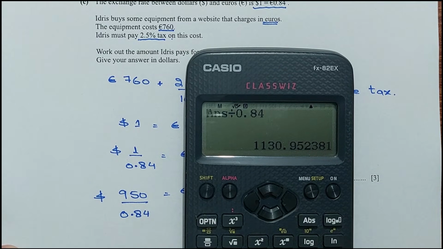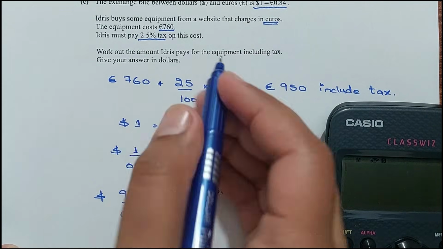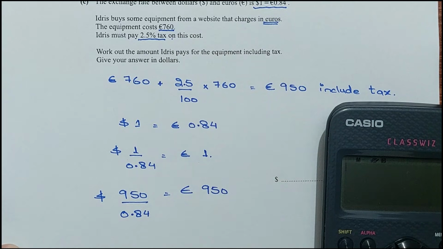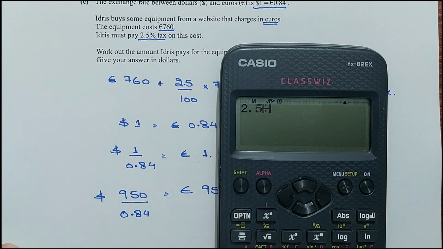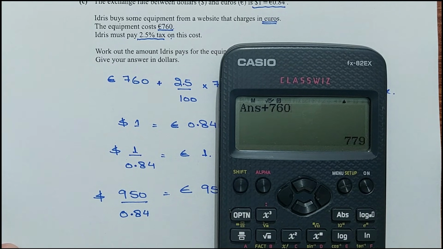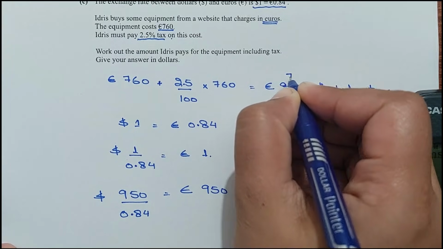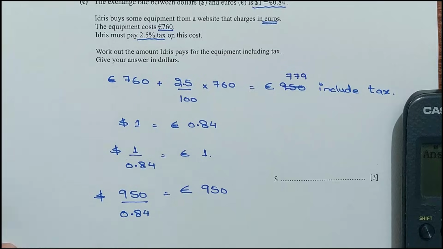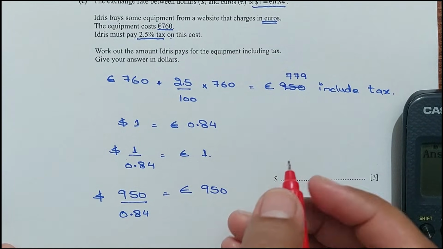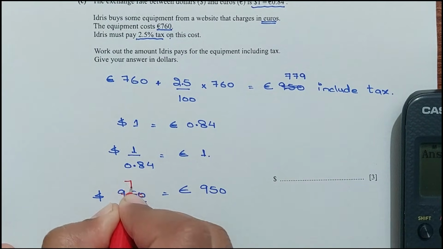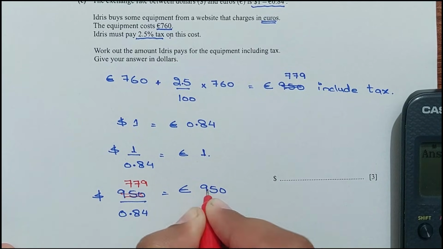Wait, I made a mistake here. It's not 25%, it's 2.5%. So 2.5 out of 100 of 760, and add 760. This is 779, sorry. 779. All right. And now here we have to find what 779 is in dollars.